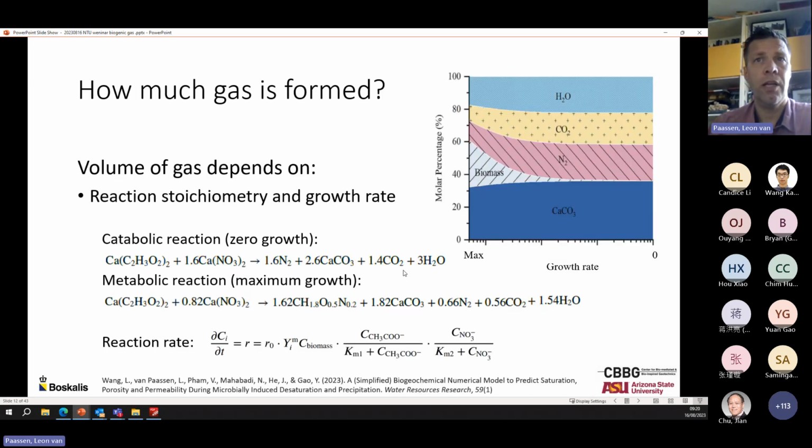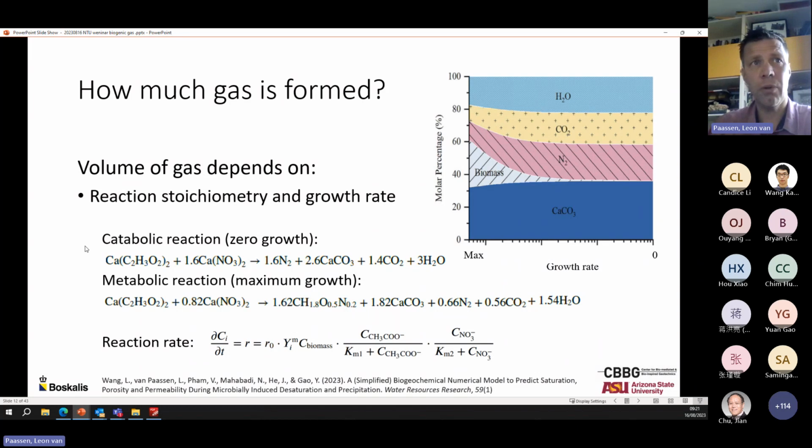So first we said, well, we can actually predict what will happen or how much gas will be formed because we know the reaction stoichiometry. And this is a lot of chemistry here, but in general, you can state that the reaction stoichiometry depends on the growth rate. When bacteria are growing very slowly, they actually convert calcium and acetate, so acetate and nitrate in a fixed ratio, which is the ratio which you can derive from balancing all the elements and balancing the electrons which are transferred in the redox reaction.